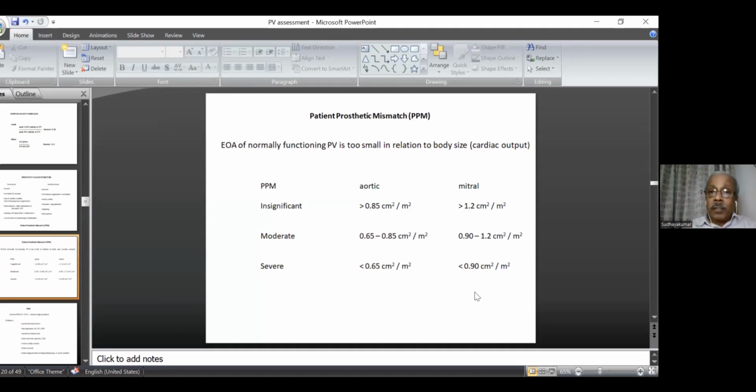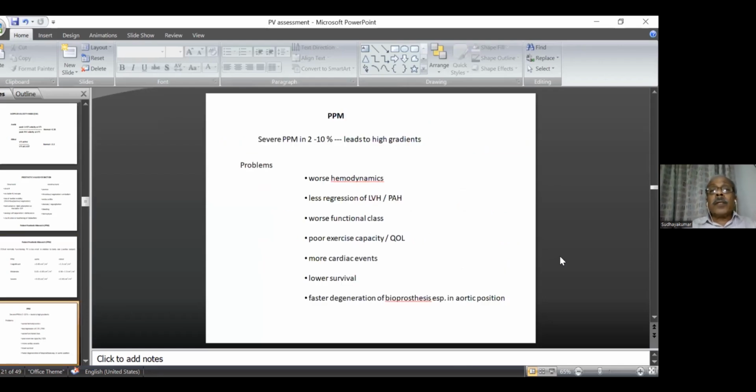That means we have not assessed this issue considering the body mass index pre-operatively, which is very important. So in an obese person, you may put a normal sized valve. So here the importance is not only the annulus has to be indexed and the valve has to be indexed, a meticulous evaluation of the annulus and selection of the prosthetic valve size has to be a little more than the annulus diameter in obese people or when the body mass index is greater. There is a limit for that. Severe mismatch occurs around 2 to 10%, and this leads to high gradients.